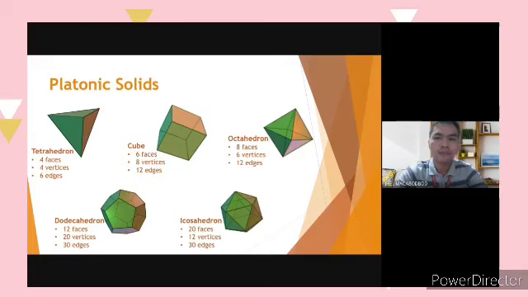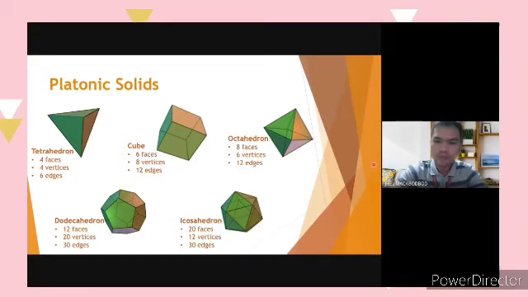These are examples of platonic solids. A regular polyhedron is also called a platonic solid, whose faces are regular polygons and are congruent to each other, meaning equal. So try to look at this picture. Platonic solids. We have the tetrahedron, 4 faces, 4 vertices, 6 edges. And the shape of each face is an equilateral triangle.